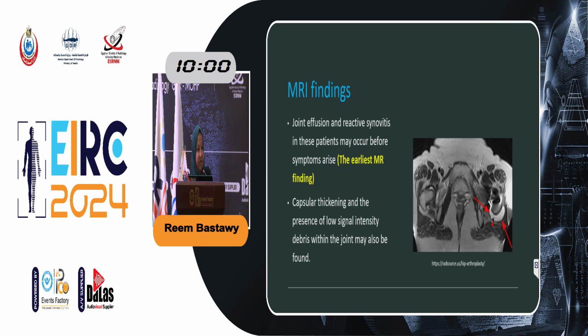The earliest MRI findings in particle disease include the presence of joint effusion and synovitis, and intra-articular hypointense areas representing metal debris may be found.